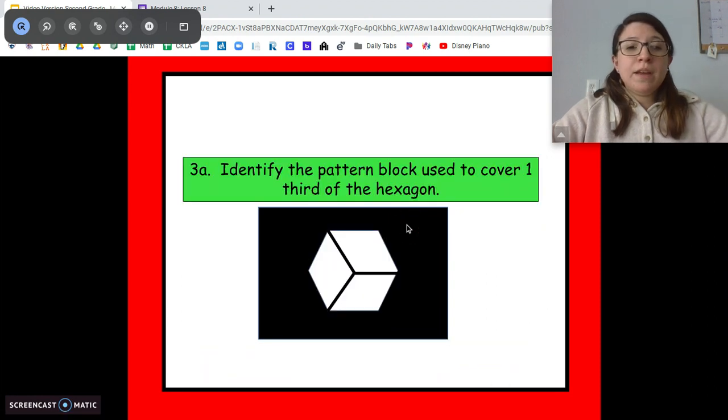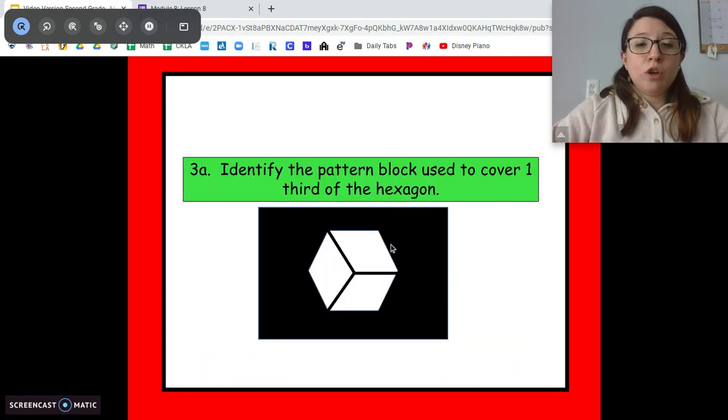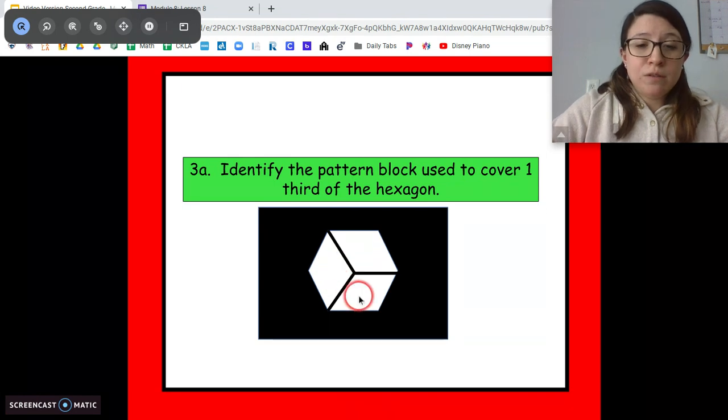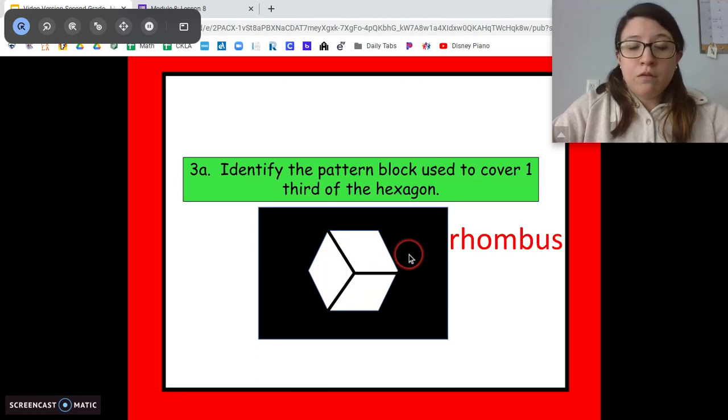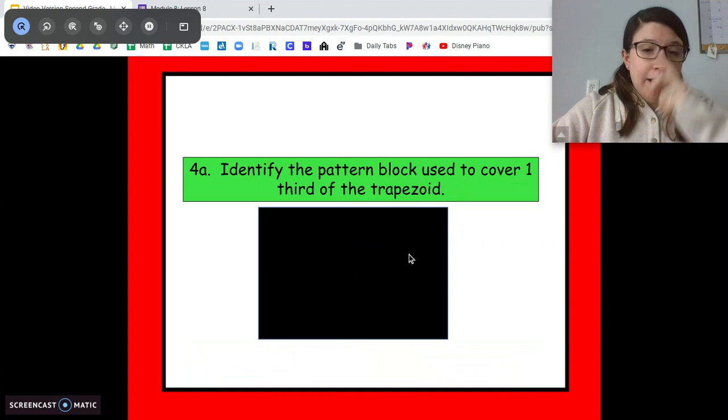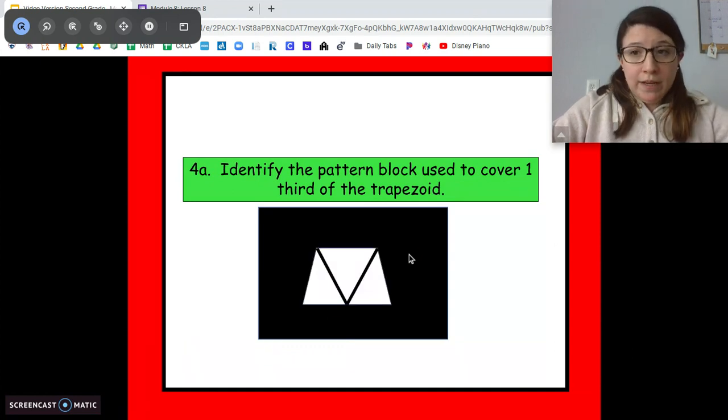All right, try this one. Now we're cutting our hexagon into thirds, 3 equal parts, 3 equal shapes. What shape could we use to cover the thirds of the hexagon? All 3 of these shapes are the same. What shape would we use? A rhombus, awesome job.